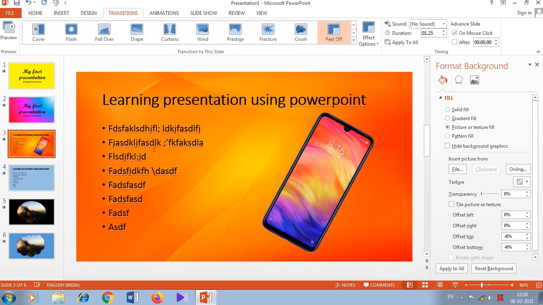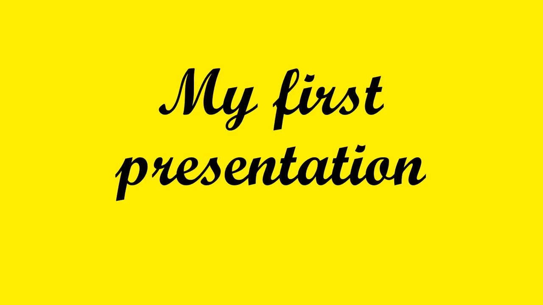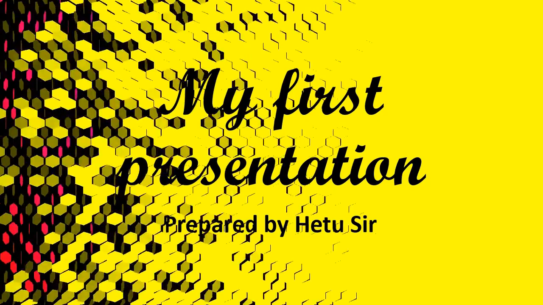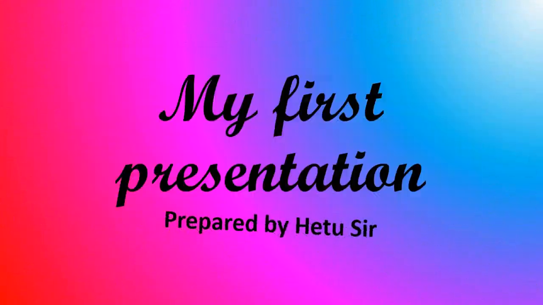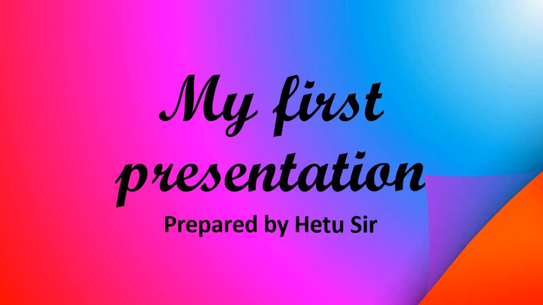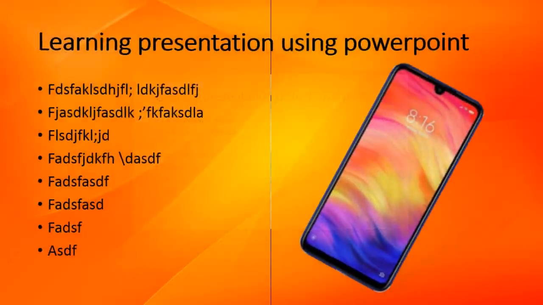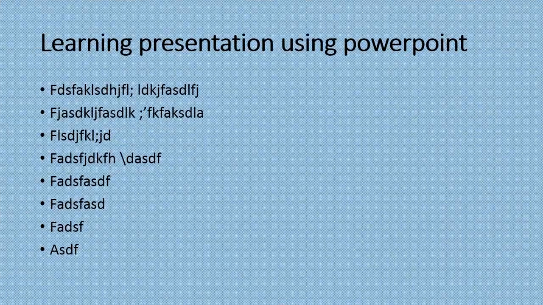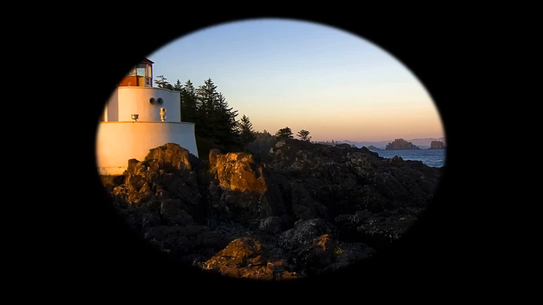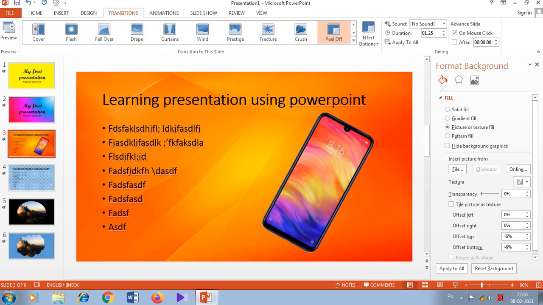Now I press the F5 key to check. So it started with a sound. So you can see the slide transition effects. They are beautiful effects, right? So this way you can create a slideshow.